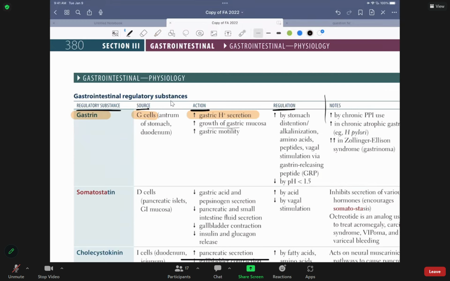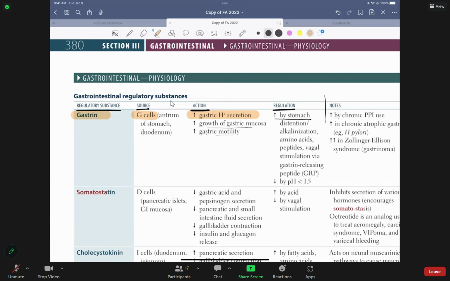These are minor functions, not clinically important. So gastrin comes from the G cell, produces H+. Why do you need hydrochloric acid here? To digest the food. Does that make sense, folks? So when do you think you secrete it? When there is food in the stomach.